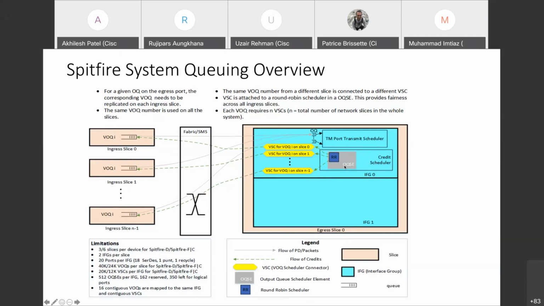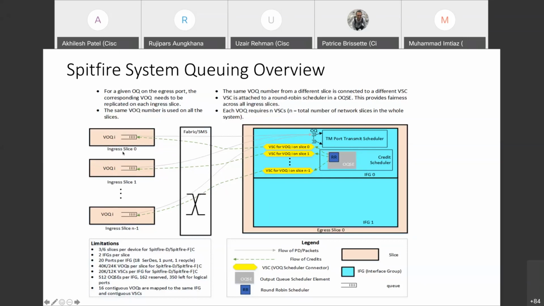That's one thing. Then you have the output queue scheduling element, and within that you have the credit scheduler, which works in a round robin fashion. Then you have the transmit traffic manager port on the transmit side, which schedules the transmission out of these output queues, and these are the output queues right here. We are focused on a given interface or a given output queue, for example this one on the egress side, and correspondingly we have VOQs on the ingress side. So we have VOQ0, like we talked about earlier.